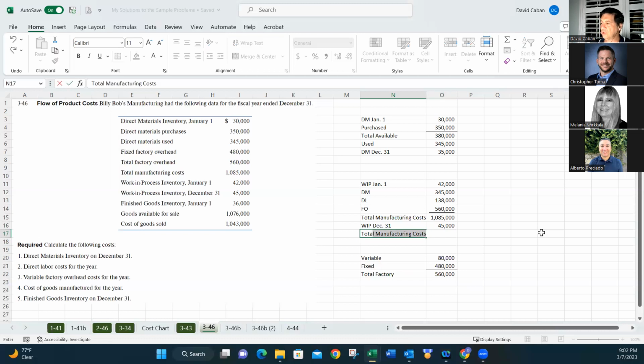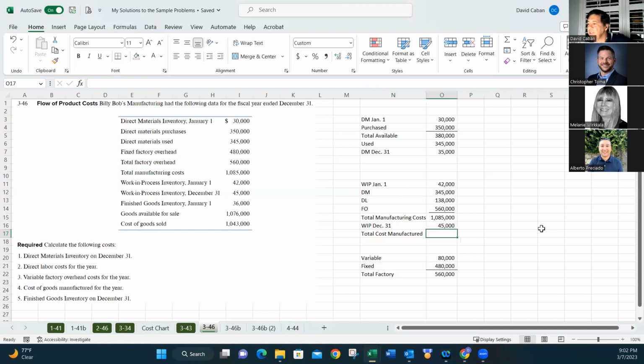What's the total cost of goods manufactured? In other words, the total cost of goods that I finished, that I completed in that period. If I put a total cost of $1,085,000 in my work in process account, and I ended with only 45, I must have finished how many?